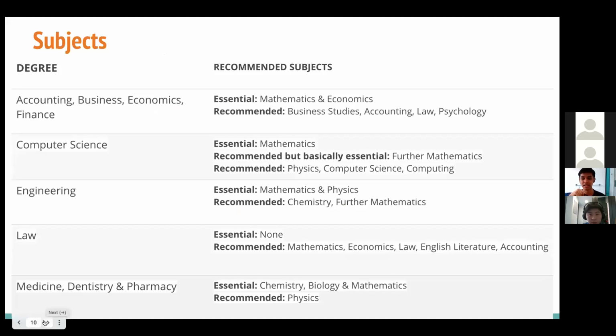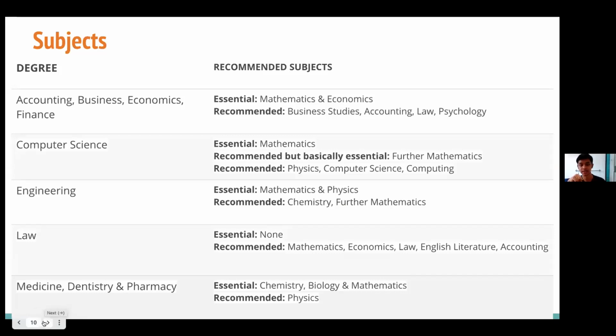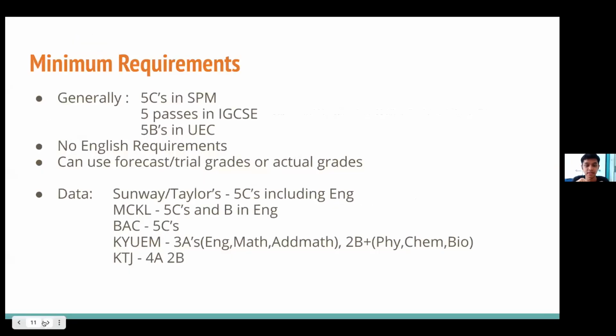In A-levels, it's actually quite a broad range of subjects you can study, but it mainly depends on the degree that you want to take. So for example, I'm doing engineering. So the subjects that I take are maths, further maths, physics, and chemistry. As you can see in this table, these are the essential ones that you have to take, meaning that these are the subjects required by universities if you want to pursue that degree. Recommended are the ones that you can choose to take, because you can either take 3 or 4 subjects, but at least 3 is mandatory. Okay, next slide, please.